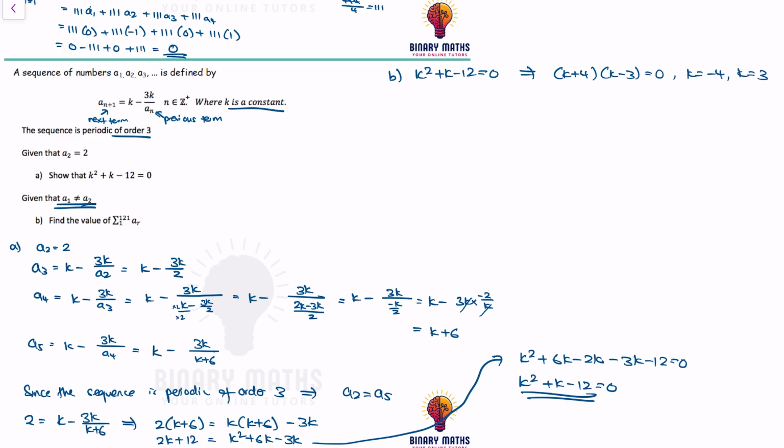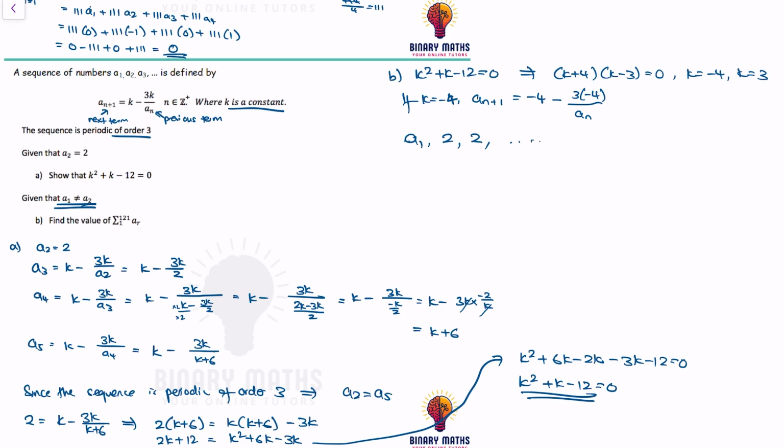Okay, if k equals negative 4, then I've got an plus 1 is equal to negative 4 minus 3 times negative 4 over an. And remember, we don't know what A1 is, so let's leave it as A1. A2 is 2. So if we substitute 2 into this formula, I get minus 3 times minus 4 is 12. 12 divided by 2 is 6. Minus 4 plus 6 is 2. So we're getting A2 is equal to A3 in this instance.